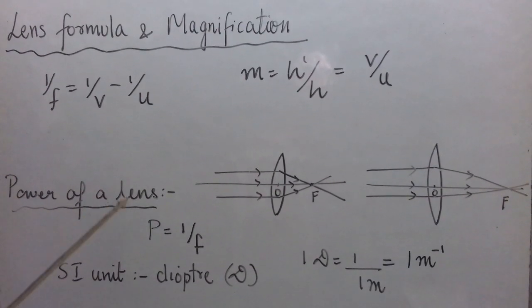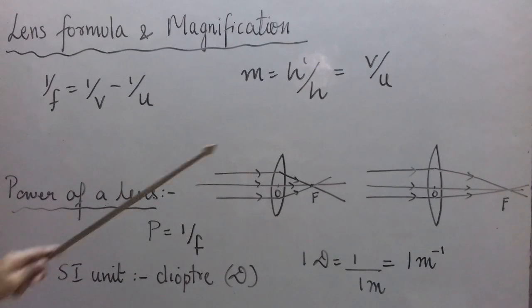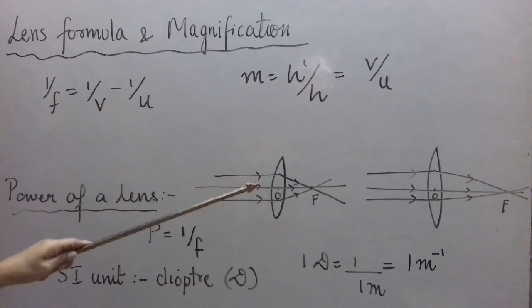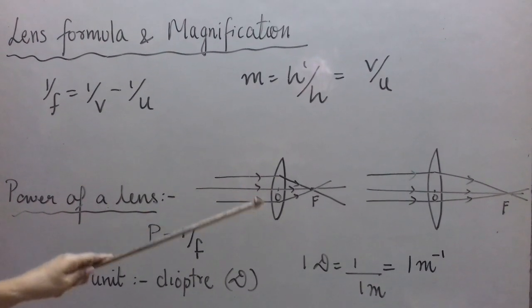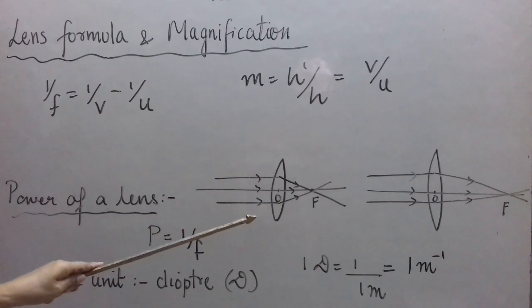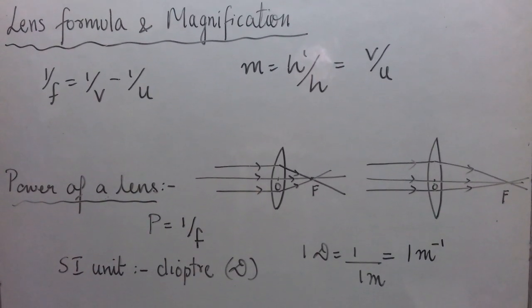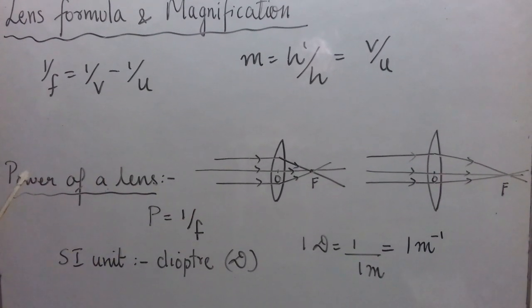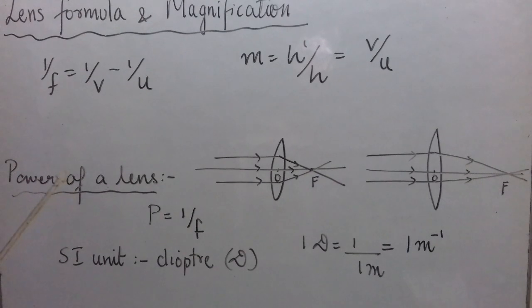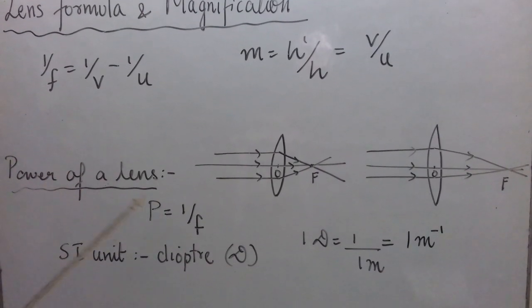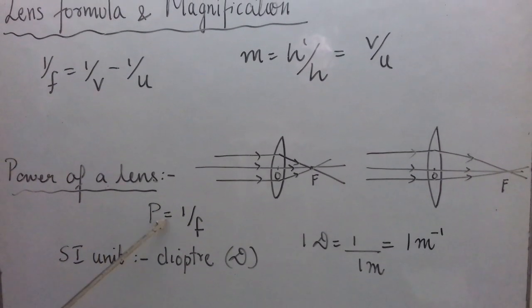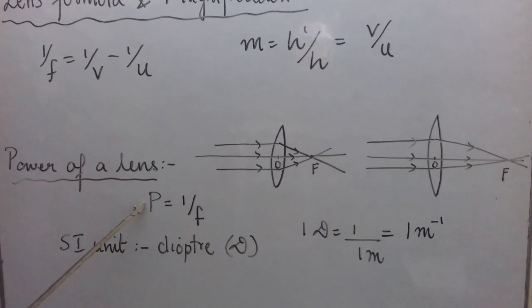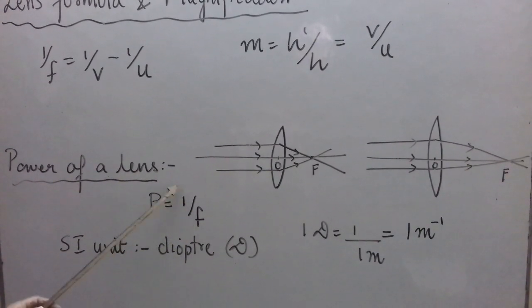So power of lens is nothing but a measure of degree of convergence or divergence of rays of light falling on the lens. Convergence in case of convex lens and divergence in case of concave lens. But instead of this definition, you should give the quantitative definition of power of a lens. Power is denoted by capital P. It is a physical quantity, and its quantitative definition means definition based on the formula. See here, P is 1 upon F. Power of a lens is a reciprocal of its focal length.